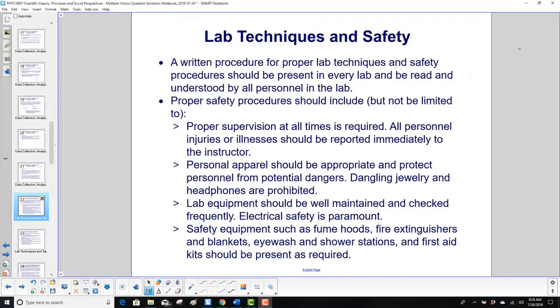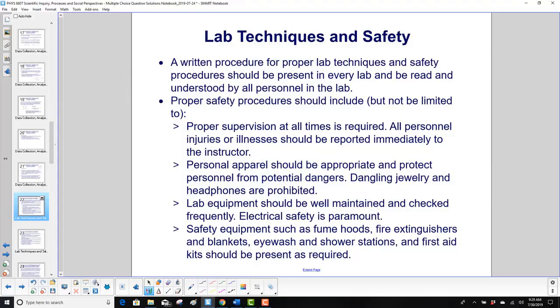Lab techniques and safety. Labs are fun, they're great, they're educational, but we have to make sure nobody gets hurt. So the way to prevent that is having a written procedure for proper lab techniques and safety procedures. Should be in every lab and be read and understood by all people who work there. And here's a list of different things that should be in your safety and techniques document, and it's certainly not complete. You can certainly add other ones.